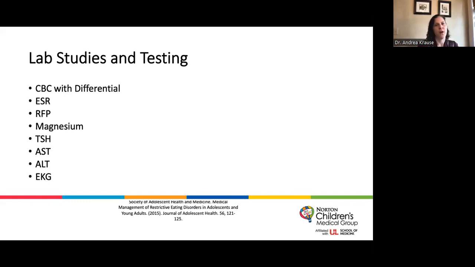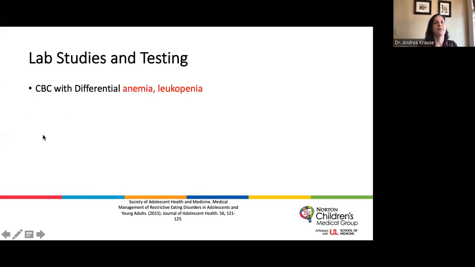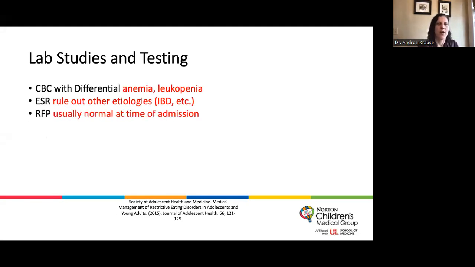We would look for anemia and leukopenia. Sorry, it's freezing up a little bit. For an ESR, we're going to rule out other etiologies if the sed rate is elevated. An RFP tends to be normal at the time of admission, but again, if it's abnormal, we would anticipate either maybe water restriction or more purging behaviors.